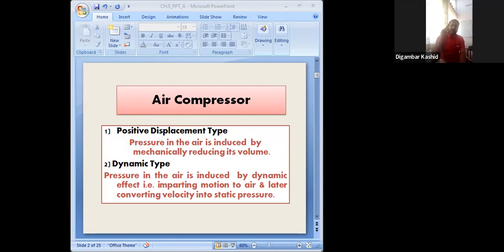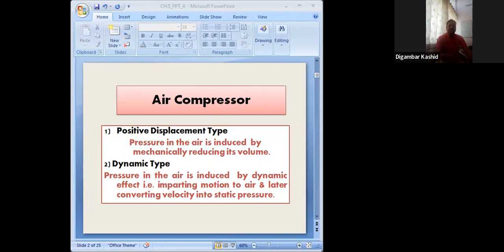Now, this air compressor is mainly divided into two types. There are two basic types of air compressor, and that is again based on their method of energy transformation or energy transfer and pressure generation. Based on their method of energy transfer and pressure generation, the air compressor is divided into two types: one is the positive displacement type compressor, and second is the dynamic type compressor.